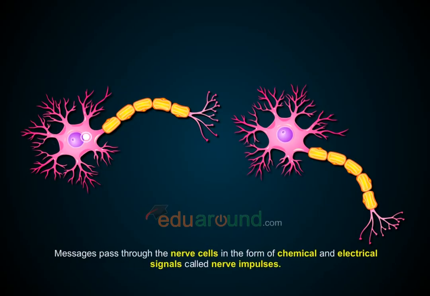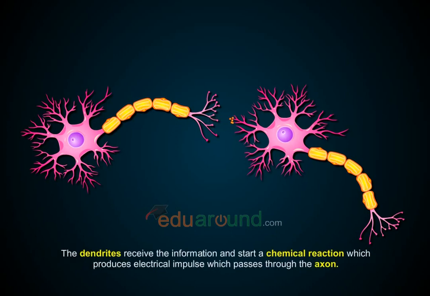Messages pass through the nerve cells in the form of chemical and electrical signals called nerve impulses. The dendrites receive the information and start a chemical reaction which produces electrical impulse which passes through the axon.